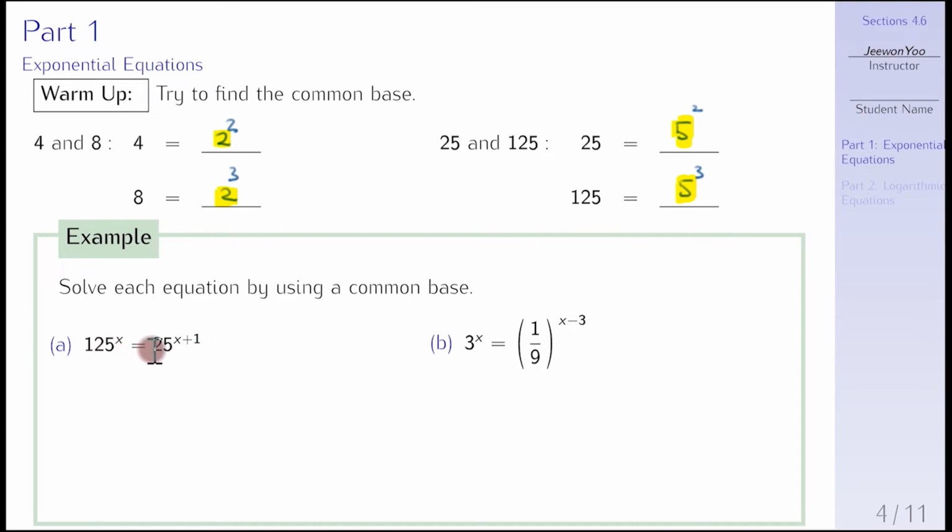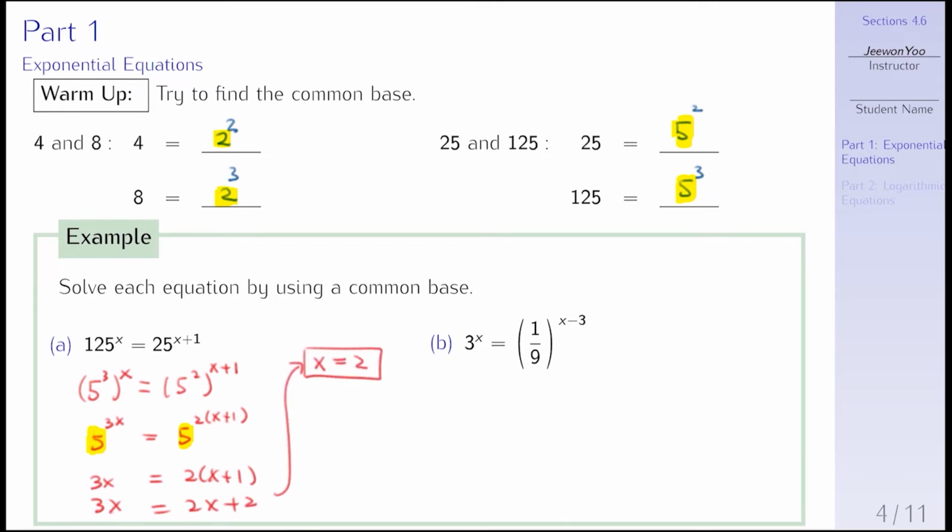Solve this equation by finding a common base. As you know, 125 can be written as 5 to the power of 3, and 25 can be written as 5 to the power of 2. If you have this kind of expression, you can multiply this exponent with this exponent together. As soon as you have the same base, you can ignore it and write down the exponents: this exponent equals this exponent. The answer is x equal to 2.